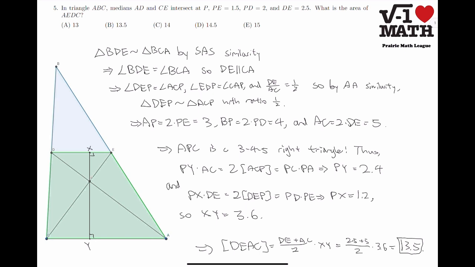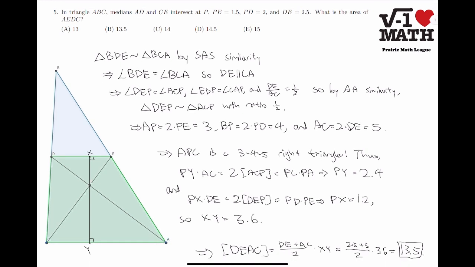For problem number 5, we have a triangle ABC, and medians AD and CE intersect at P. What the medians mean is basically we have a median AD in the triangle ABC. In this case, these two sides will be equal. The definition of a median is that it hits the opposite side and bisects it, in other words, divides it into two equal lengths.